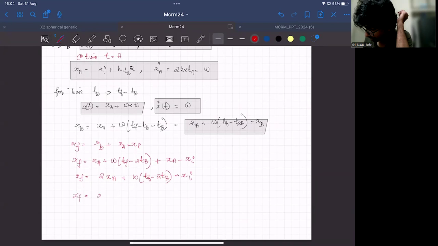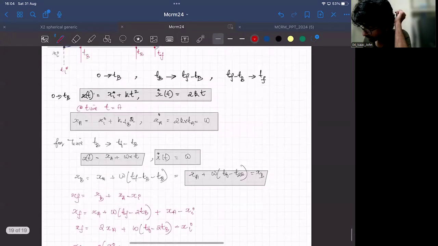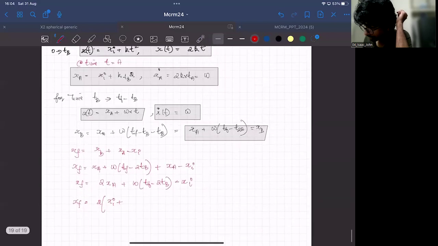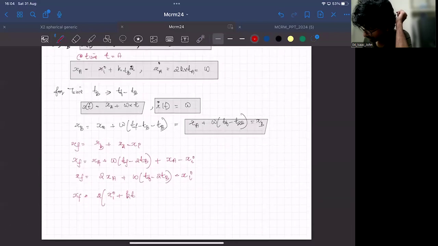xf as 2 multiplied by xi plus, what was that? K tb square, right? K tb square, plus omega multiplied by tf minus 2tb minus xi.